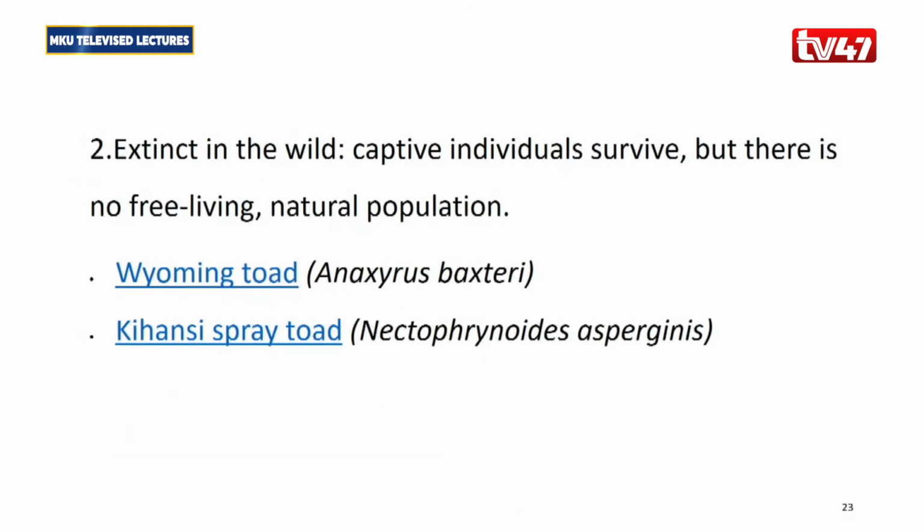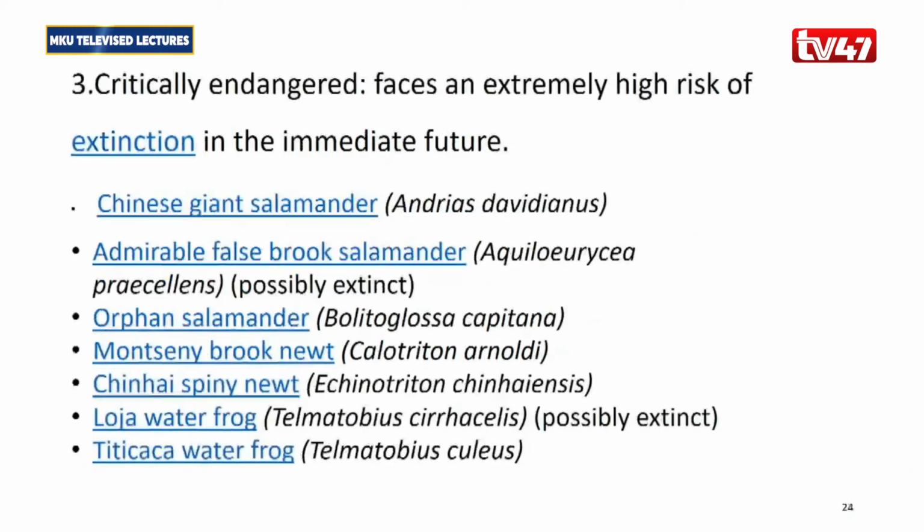And then we have number 2, extinct in the wild. When we talk about extinct in the wild, these individuals are not found in free-living environments, but can only be found in captivity, in cages, or in confined areas for their protection, so that at least they can sustain themselves and reproduce again. But in the free-living world they're not found, meaning they only survive in captive states, maybe in confined areas where their population is monitored and protected. Examples include the Wyoming toad and the Chiansis spray toad. These are examples of extinct in the wild amphibian species.